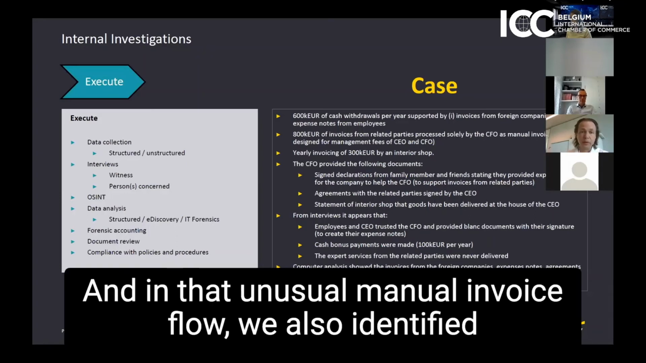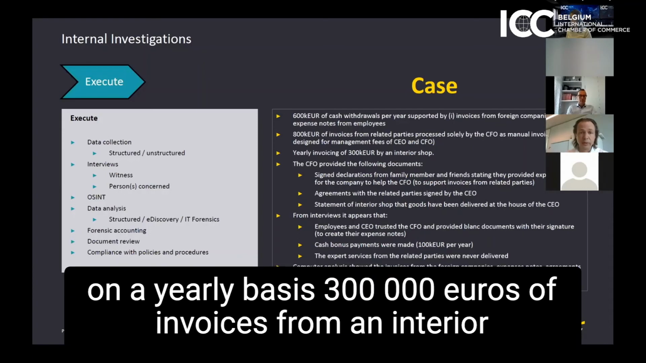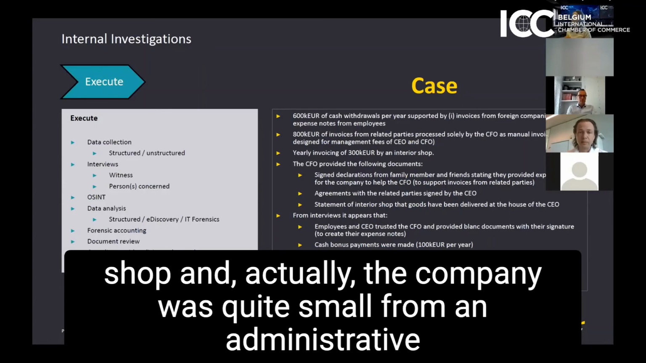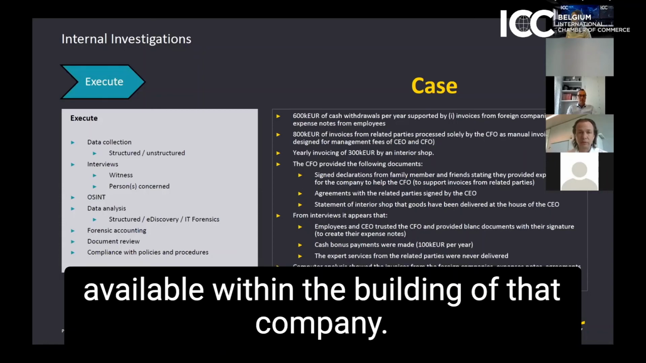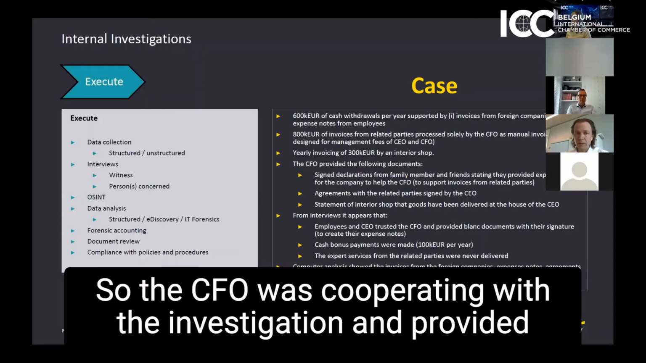And in that unusual manual invoice flow, we also identified on a yearly basis 300,000 euros of invoices from an interior shop. And actually, the company was quite small from an administrative perspective, so there were not at all goods for those amounts available within the building of that company.